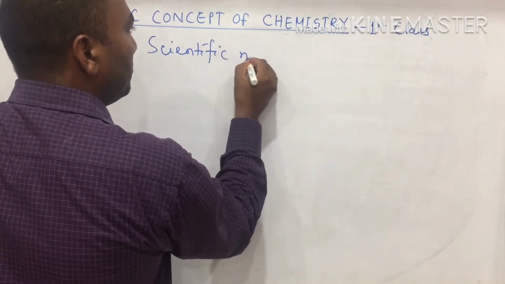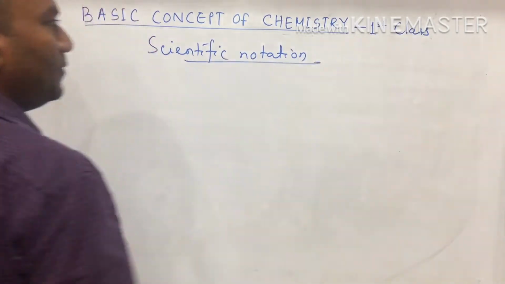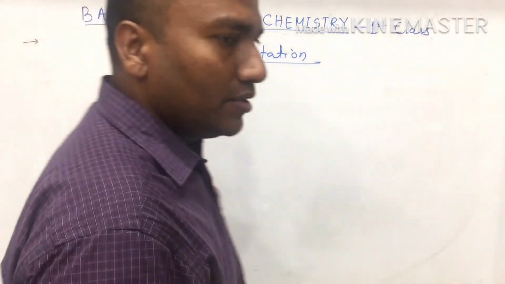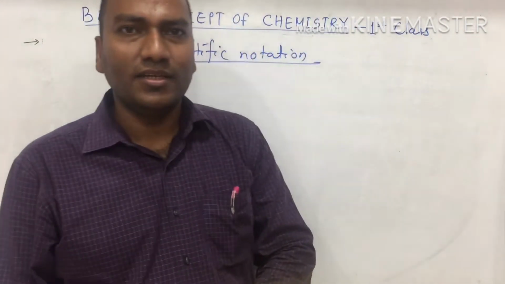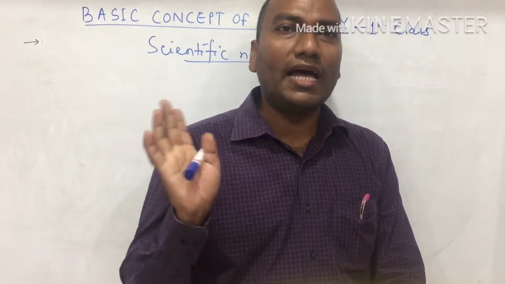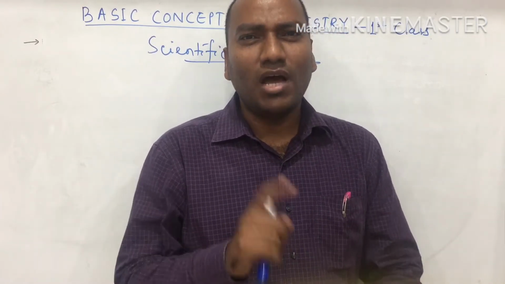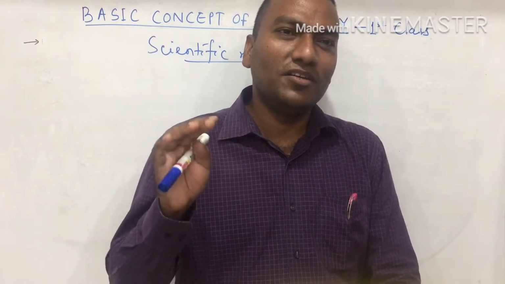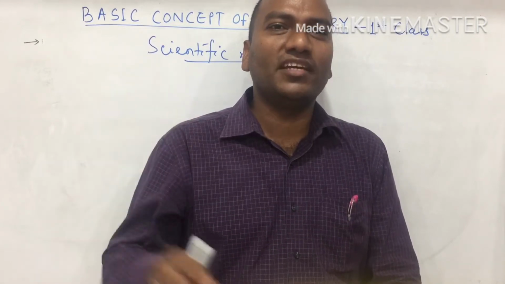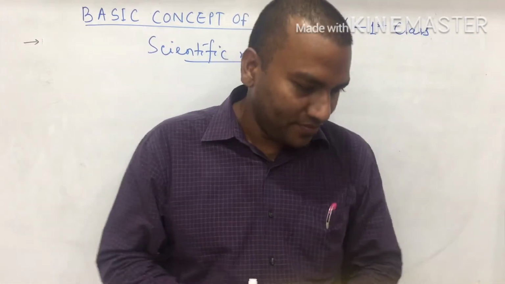What is the meaning of scientific notation? Suppose I ask what is the distance between the sun and earth? This is a very large distance. Sir, 150000000, many zeros will come, then kilometer. So that's why it is a very big number.